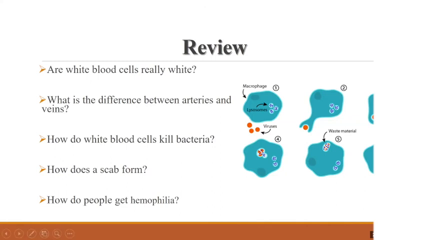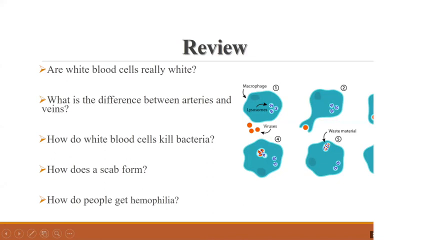Next, how do white blood cells kill bacteria? As shown in this graph, the white blood cell, or the macrophage, sees the viruses or the pathogens, and then it covers them and consumes them. Next, how does a scab form? As you might guess, a scab is just a very huge blood clot. It forms when the body is injured and the platelets come out and clot it. Then it slowly hardens into a protective scab while the other parts of the body heal.